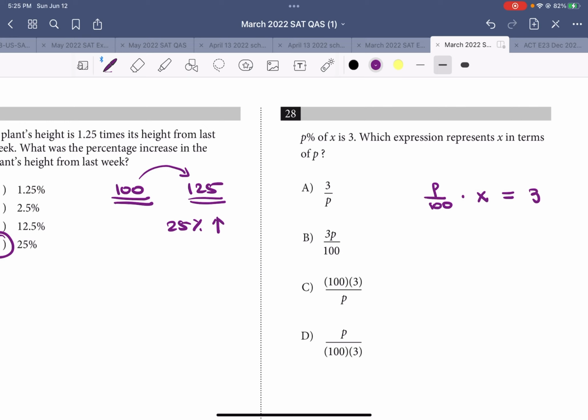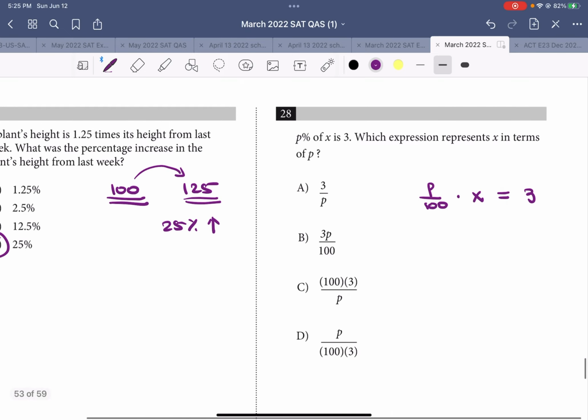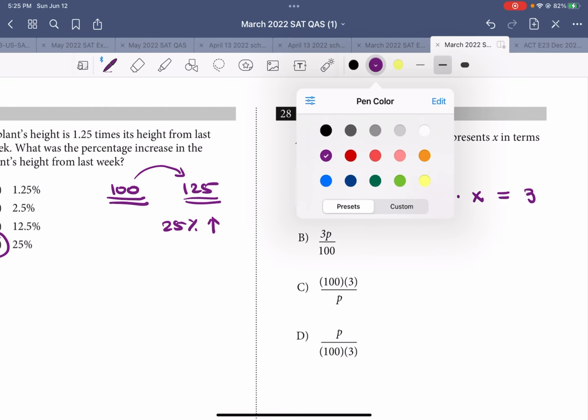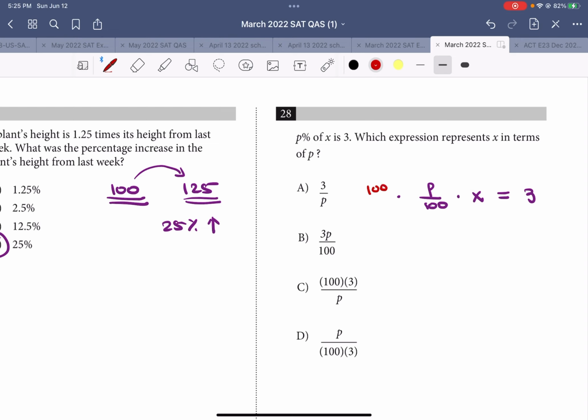So you need to isolate x from there. How are you going to isolate? You multiply by the reciprocal, which is 100 over P, on both sides. Then this one cancels, so only x is left. That's what we want. It's 300, or you can leave it as basically 100 times 3 over P. So answer C.